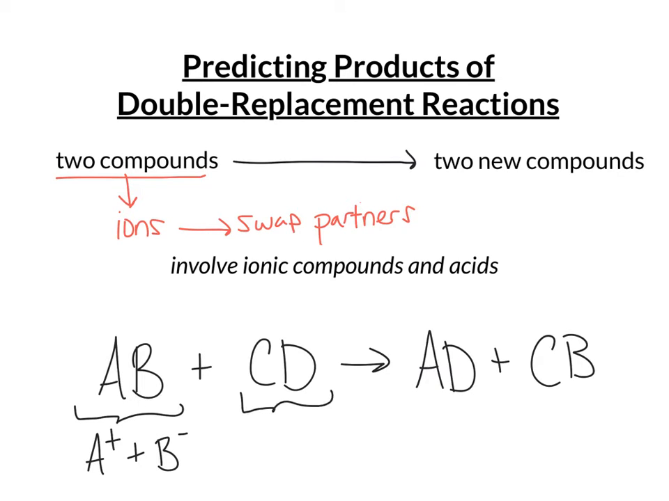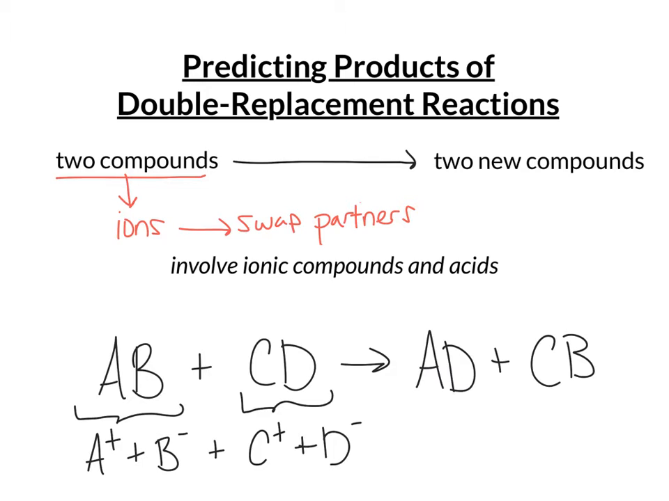And then CD would do the same. It would split up into C plus and D minus. But again, that could have different charges. You could have multiple of each of those. And those would be all of our ions in solution at the start.